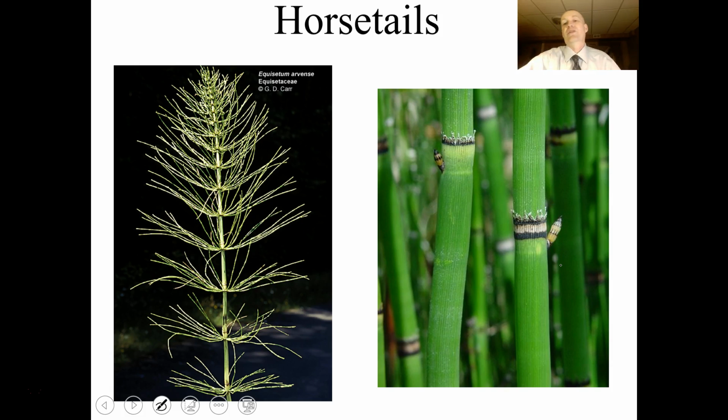Ferns are cool. They're available. You should be able to see them everywhere. And if you can't see them, go to a florist or go to Walmart, take a look at them.